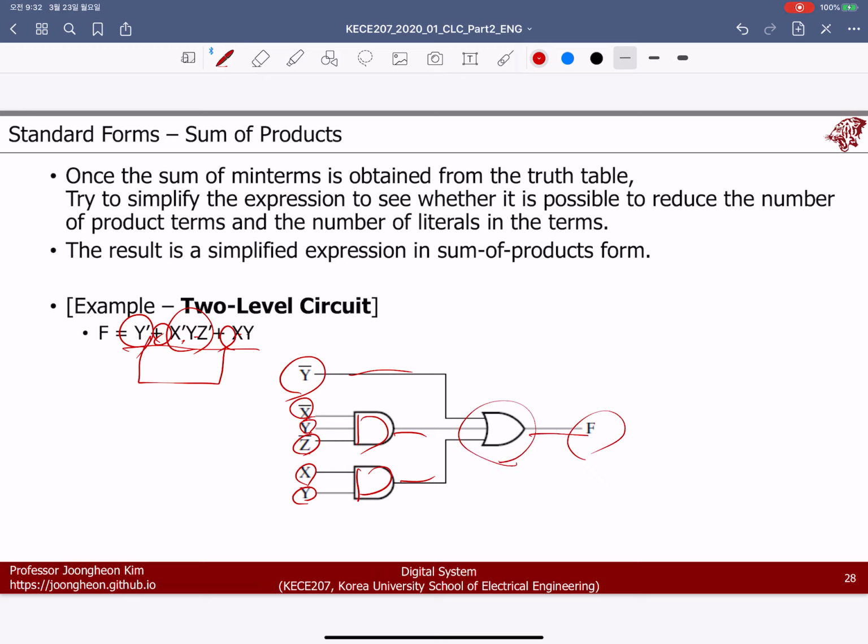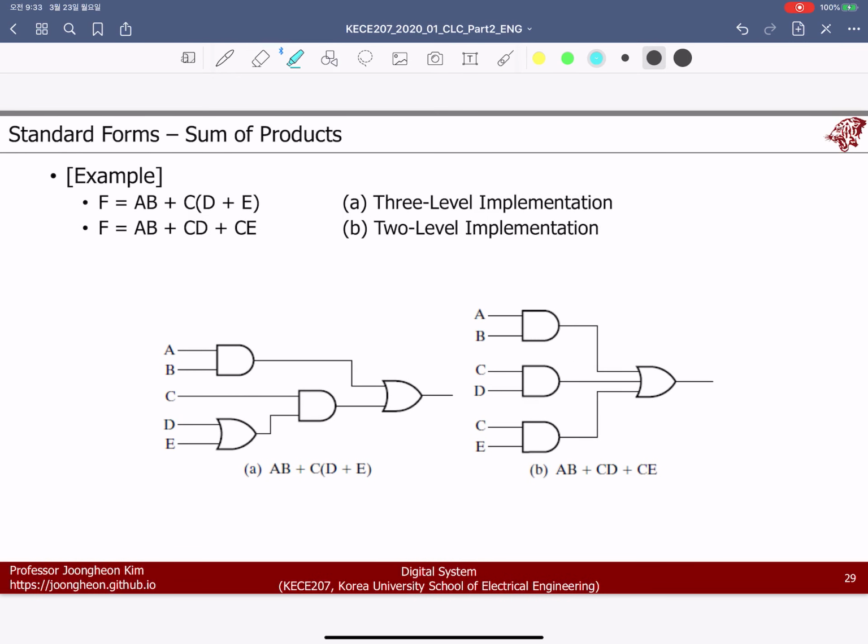Okay, and then we can say that this is a 2-level circuit because this is first level and this is second level. So 2-level means the number of layers in terms of the gate. Okay, so this is first layer gate, this is second layer gate. That's why we can say that this is a 2-layer circuit. So let's look at the other example.